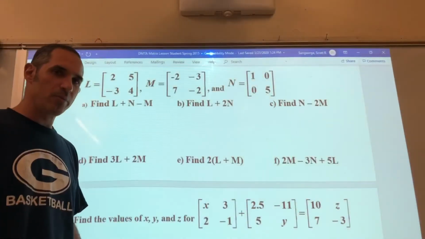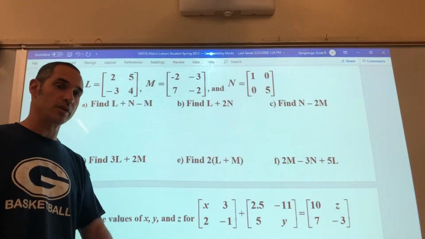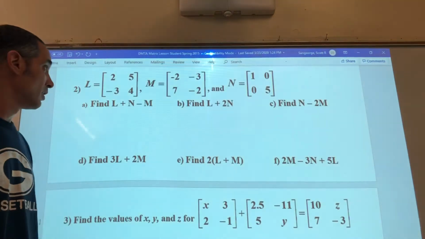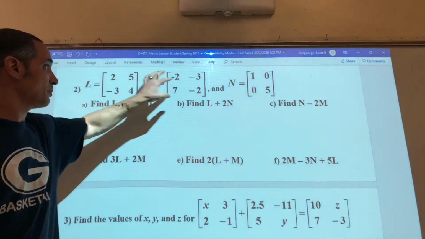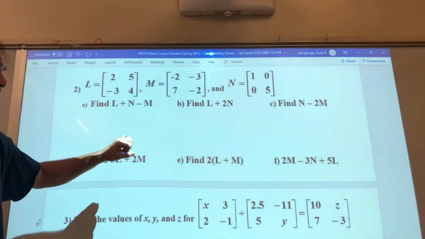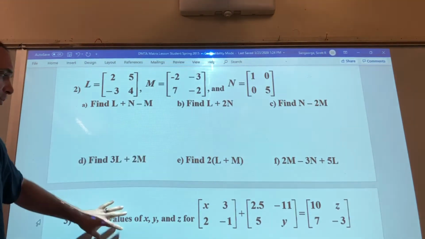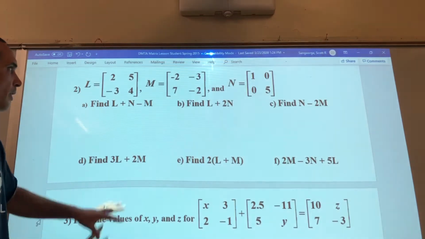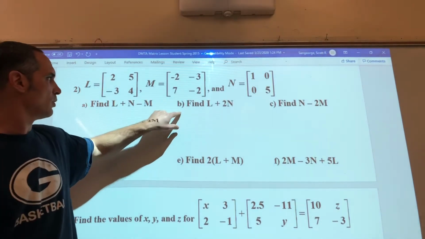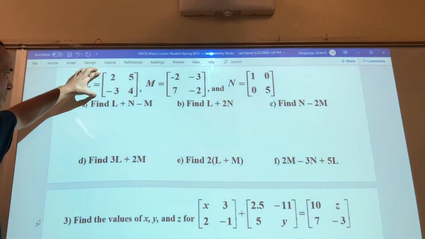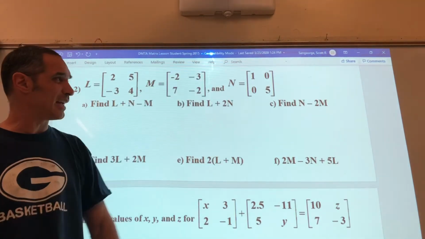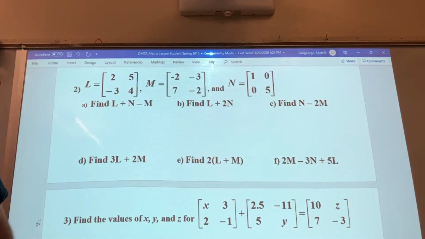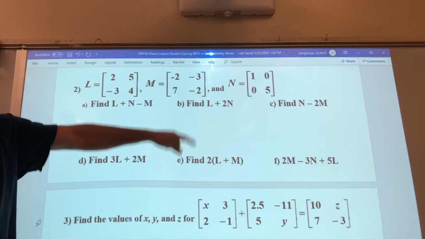Welcome back. Hope you're having a great day, and we're going to learn a little bit more about adding matrices. So we're going to use these matrices right here, and we're going to do a couple operations, and then we're going to come down here and solve for x and y and z and see what's going on. So first thing up here, we're going to do example B. This is matrix L, that's matrix M, that's matrix N. They're all 2 by 2 matrices. This one says find L plus 2N.